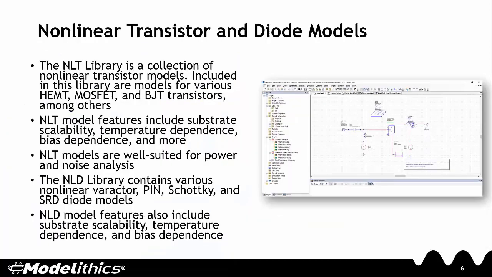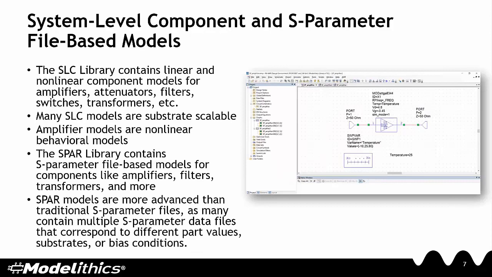Of course, the Complete Library provides more than just passive component models. As mentioned, the Complete Library also contains both nonlinear transistor and nonlinear diode models. Models are available for various HEMT, MOSFET, and BJT transistors, among others. Models are also available for various PIN, Schottky, Varactor, and step recovery diodes. System-level component and S-parameter file-based models are also included in the Complete Library. The system-level component, or SLC library, contains linear and nonlinear models for system-level components like amplifiers, attenuators, filters, switches, and transformers.